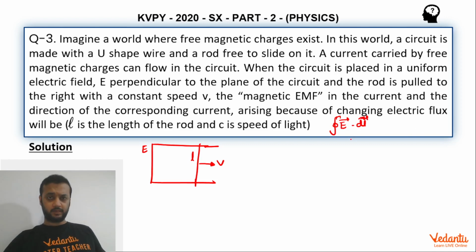Now similarly, on the similar pattern, we can say how we will define magnetic EMF. So integral B dot dl will be equal to magnetic EMF. So we have to find the magnetic EMF in this loop, that is, the value of integral B dot dl in this loop. This will be equal to magnetic EMF, right? Now using Ampere's law, magnetic EMF will be equal to mu naught into current. By using Ampere's law we can say that this will be equal to mu naught into current.